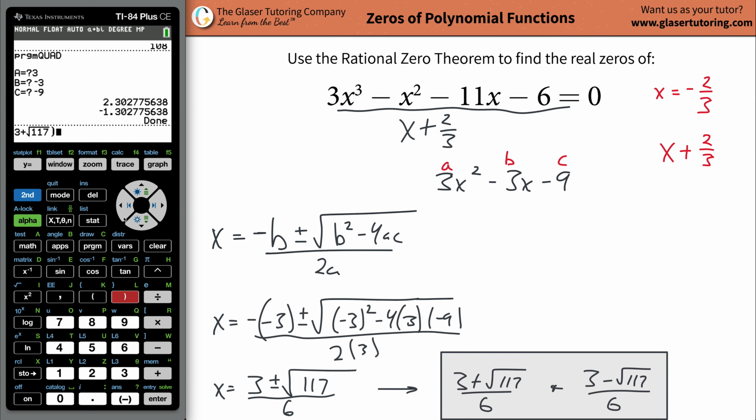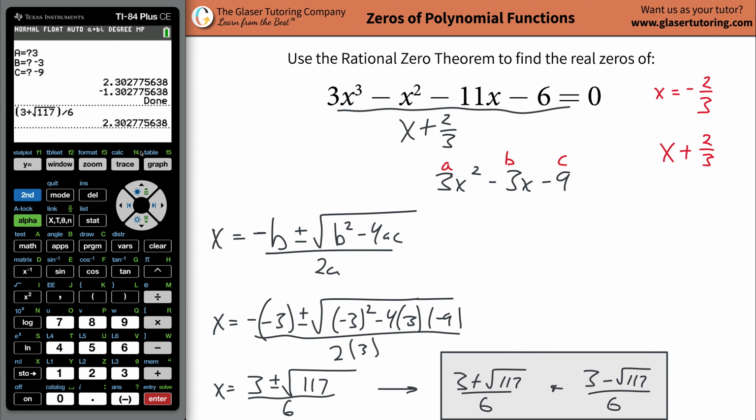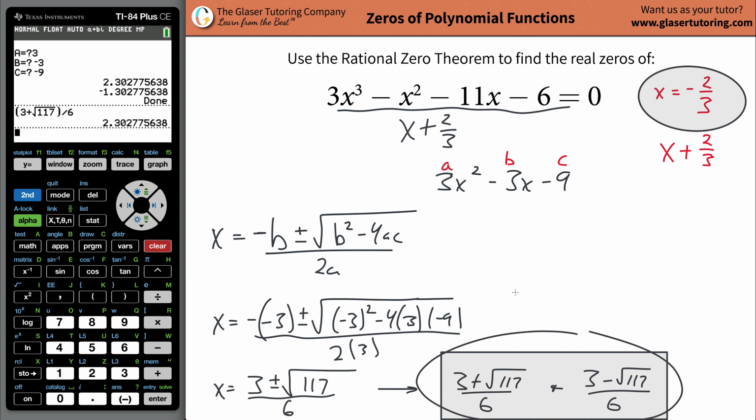I should be using parentheses. So go back and insert the parentheses over here. Make sure the whole thing is in parentheses when you do your division, otherwise it's not going to work properly. You have to divide the whole numerator by 6. Hit enter, and look at that. It's exactly the same, so I know I'm good. So the 3 zeros of this problem are going to be x equals -2/3, and these additional 2.